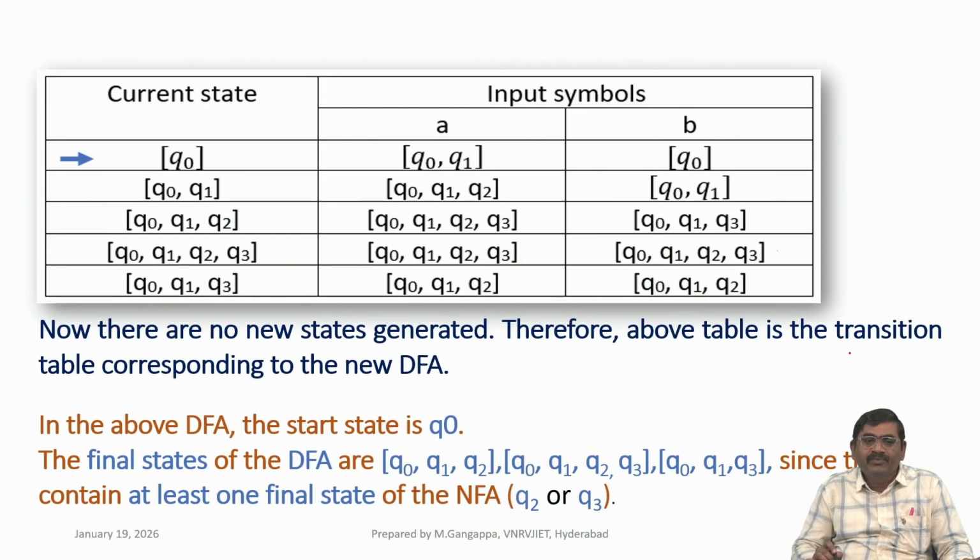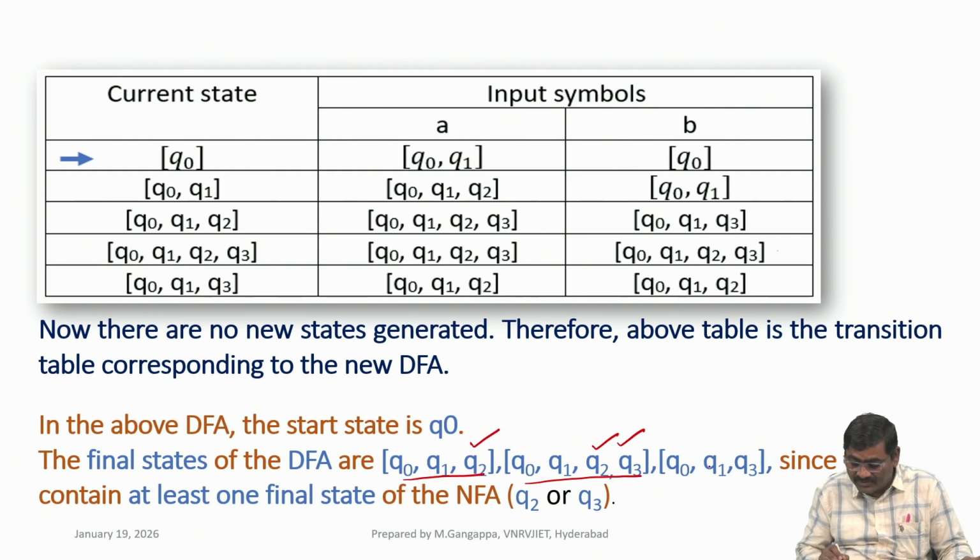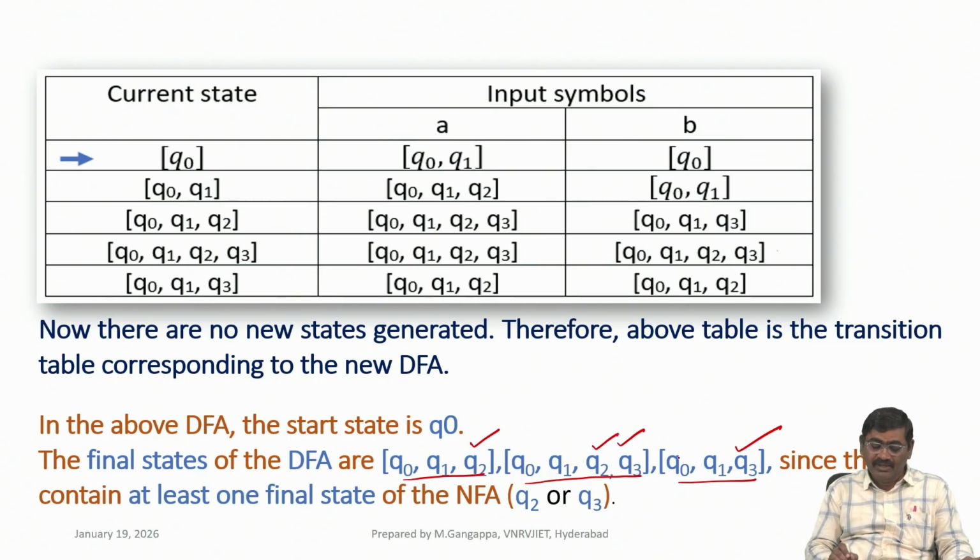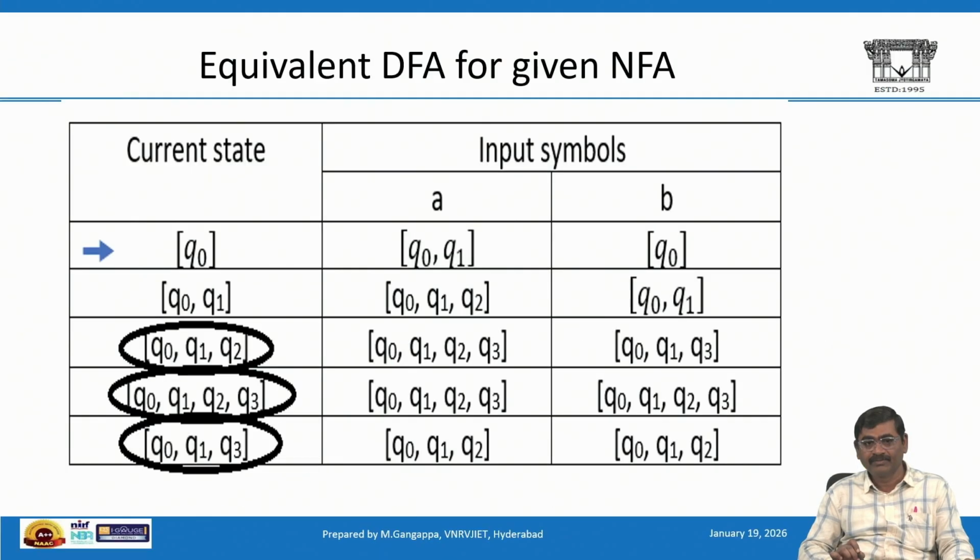Therefore, here the final states of the DFA can be marked as Q0, Q1, Q2, because Q2 is the final state in the NFA. Q0, Q1, Q2, this entire one is considered as one state. Now Q0, Q2, Q3 is included here, so this can be a final state. And Q0, Q1, Q3, here Q3 is there, so this entire one can be a final state. Therefore, there are three final states. This is shown in the next slide.